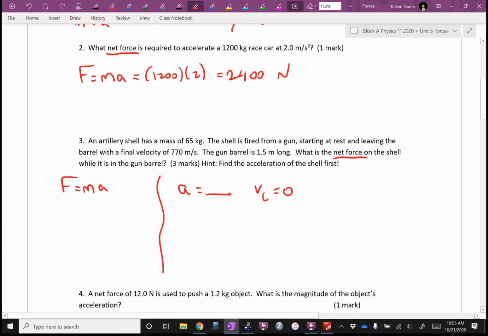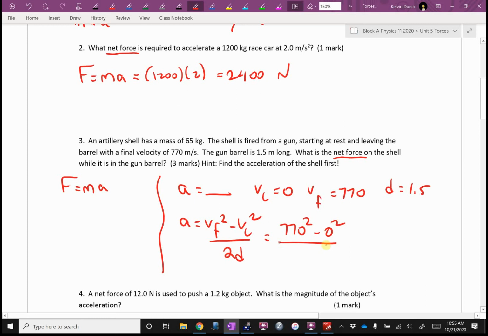VI 0, starting at rest. VF 770, about twice the speed of sound, a little more than twice the speed of sound. Looks like the distance it's traveling is 1.5 meters. I think I can use A equals VF squared minus VI squared all over 2D. Is that correct? And I think it's going to be 770 squared minus 0 squared all over 2 times 1.5.